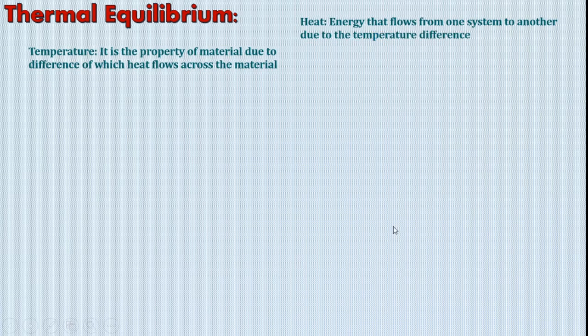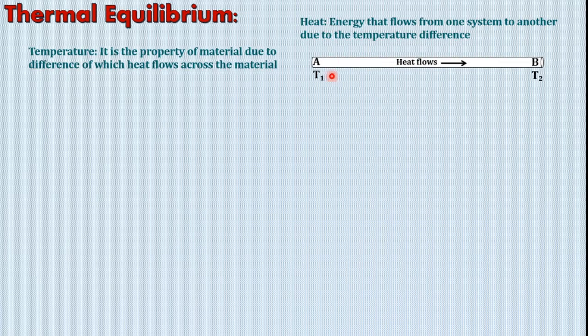So what is temperature? Temperature is the property of material due to difference of which heat flows across the material. And what is heat? It is the energy that flows from one system to another due to the temperature difference. Okay, so these are the definitions. Let us understand their meaning with the help of an example.